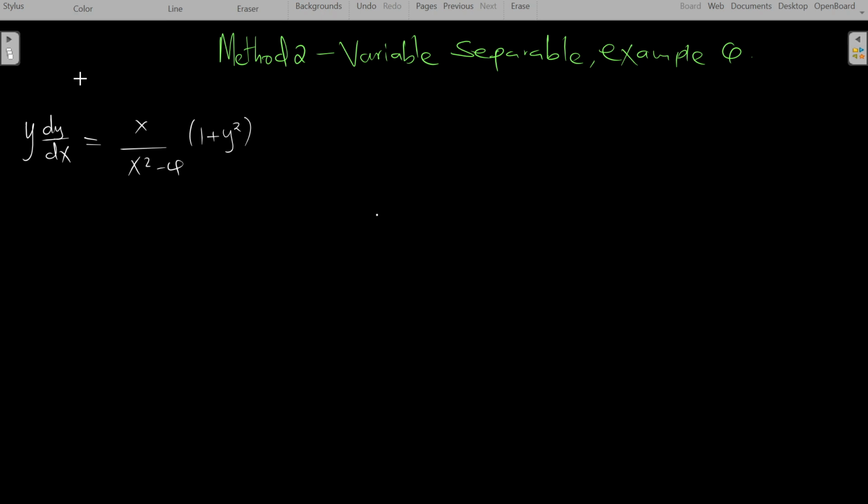Hello guys, in this video we're looking at a variable separable method, example 6. Straight away we'll go to the solution now that we are conversant with all these steps. We are saying separate the x's together and the y's together. For this case I'll divide here by 1 plus y squared, and again I'll divide the other side by 1 plus y squared.